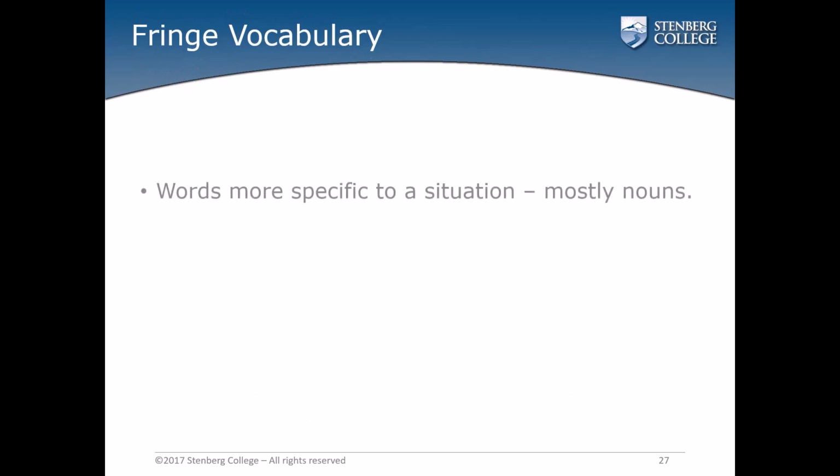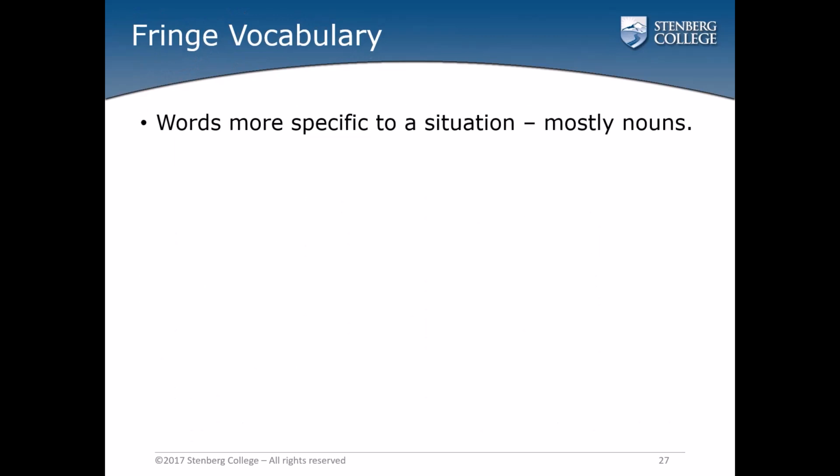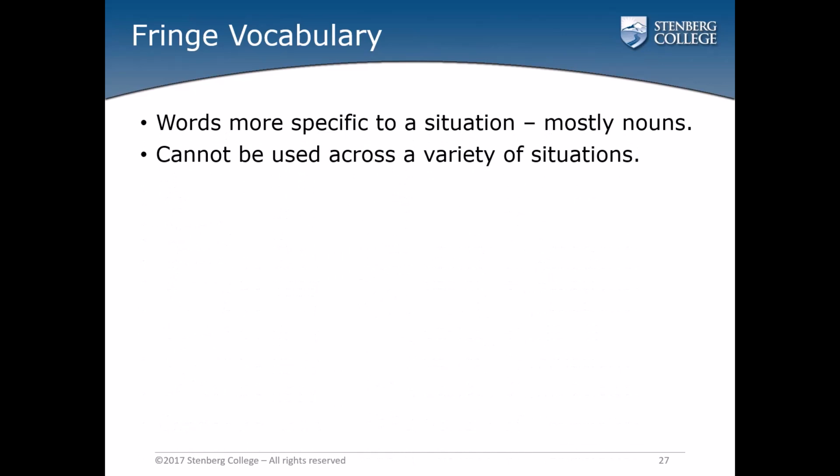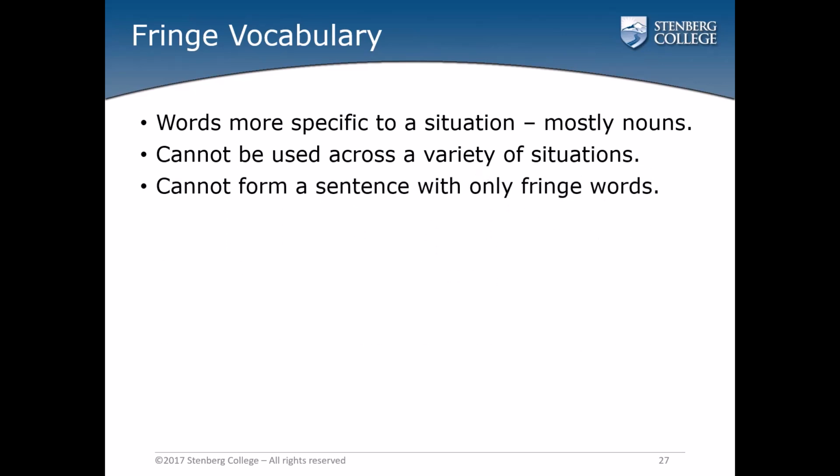Fringe vocabulary are words that are more specific to a situation, and they're mostly nouns. Nouns are people, places, or things. They cannot be used across a variety of situations. We don't talk in nouns. We wouldn't say coffee, desk, chair, book, library. We need core vocabulary to formulate sentences. You cannot form a sentence with only fringe words.